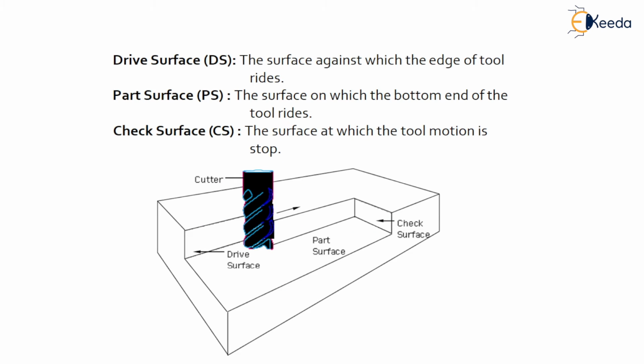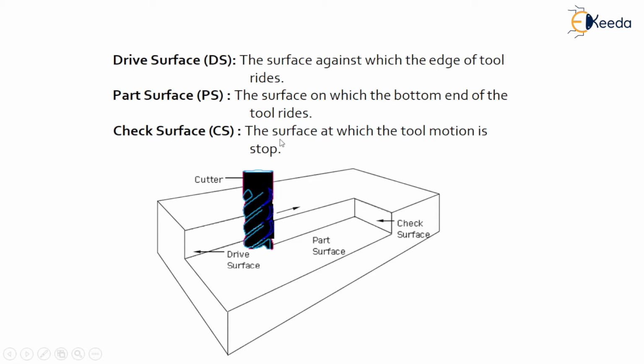The drive surface is that surface against which the edge of the tool rides. So this is a cutter where this edge of the tool will drive or remove the part. So this is the drive surface. The part surface is the surface on which the bottom end of the tool rides. So at the bottom end, the tool rides on the surface, that is the part surface. It is specially used for milling or machining purposes.